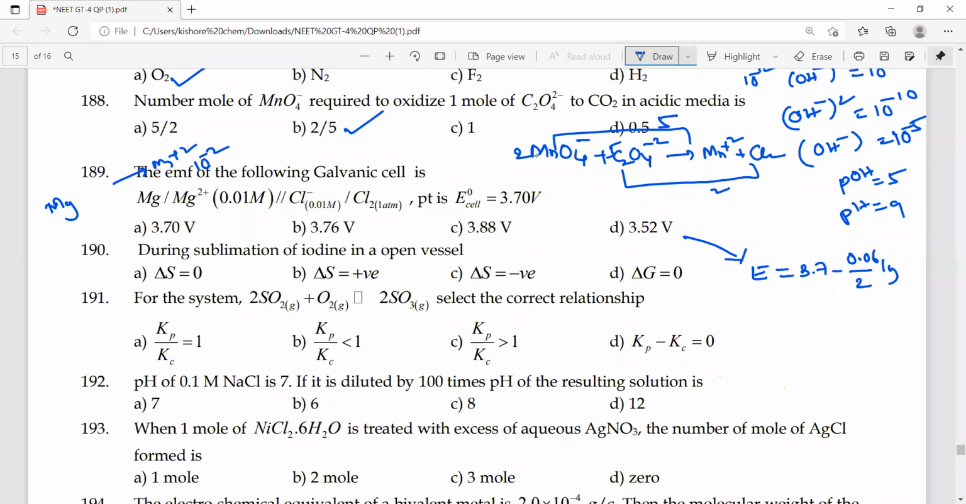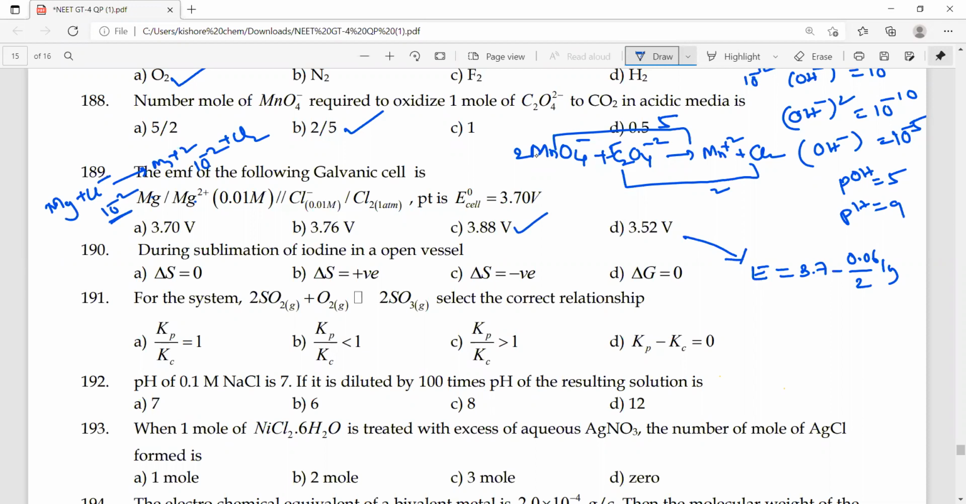Then Cl minus changes to Cl2; this is reactant, this is product. This concentration is given as 10 to the power of minus 2. You substitute these values here, you can get 3.88 for products by reactants.